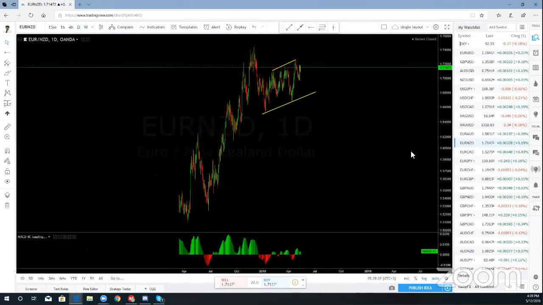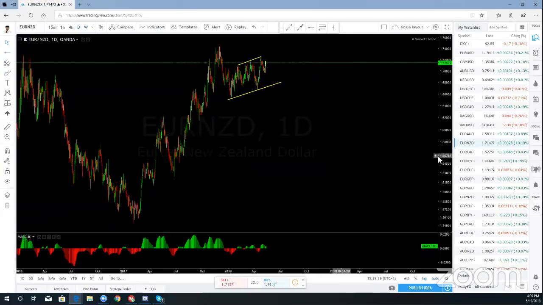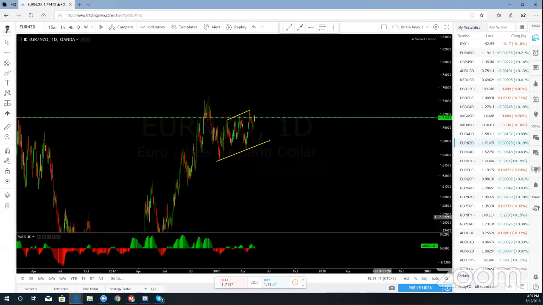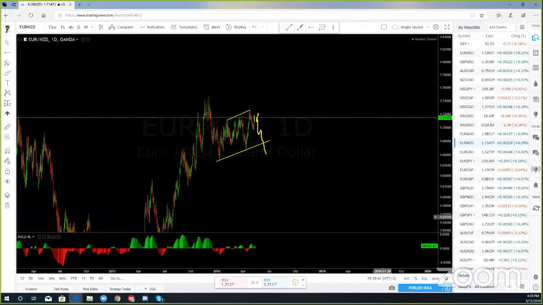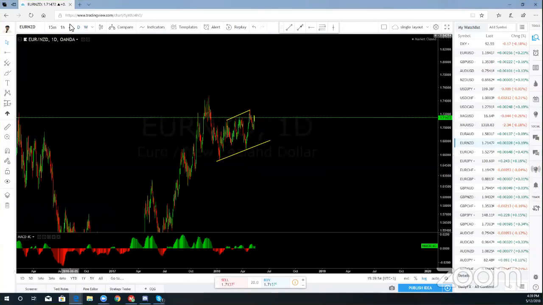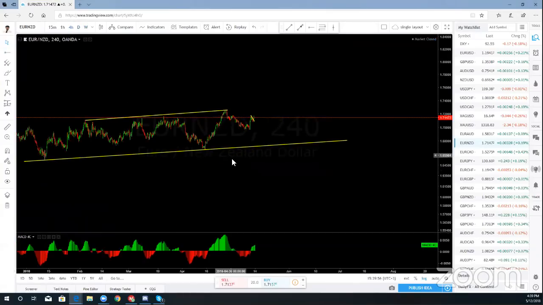Euro New Zealand, it's going to come down, but they're doing a lot of consolidation at the top here. So if you get a sell setup from there, look for that sell. If they break the top, look for a sell. If they come back, go again, break the top, look for a sell. Don't try to buy it because it's not a buy setup in the market. It's a sell setup. So let's go to the 4-hour.